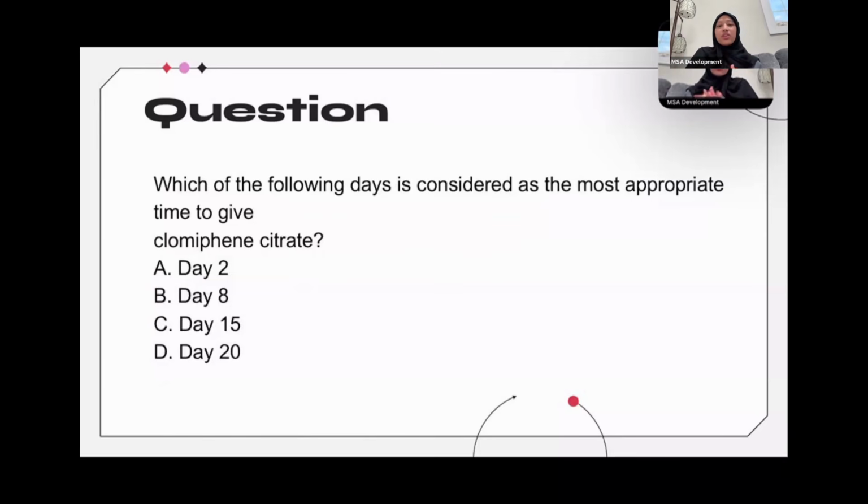Okay? Which of the following is considered the most appropriate time to give clomiphene citrate? It should be in the first few days of the menstrual cycle, which is day 2. You might see day 3, 4, 5.